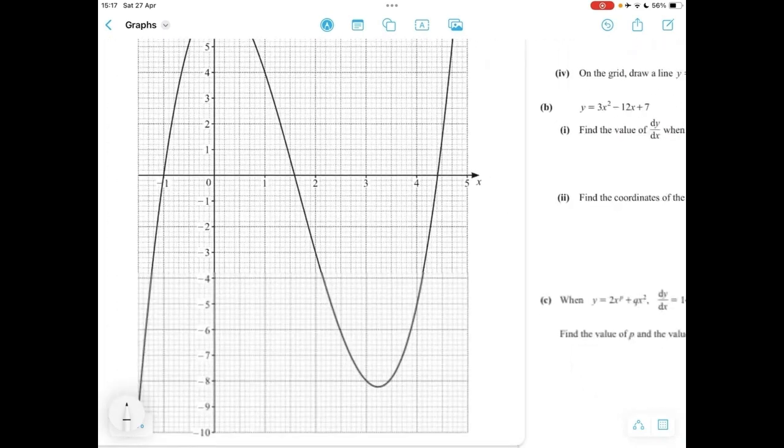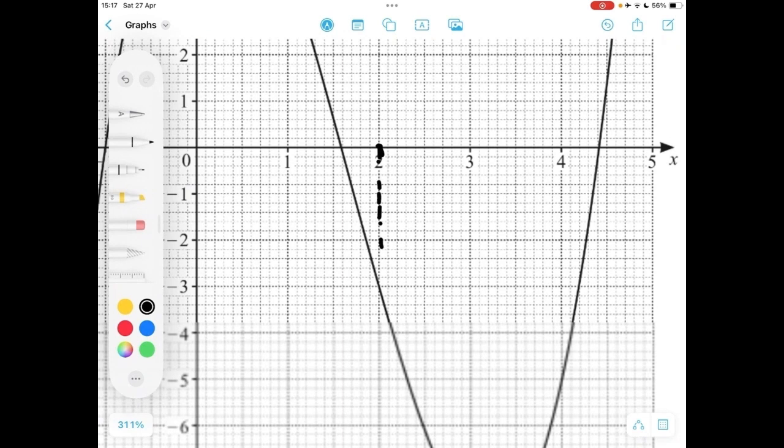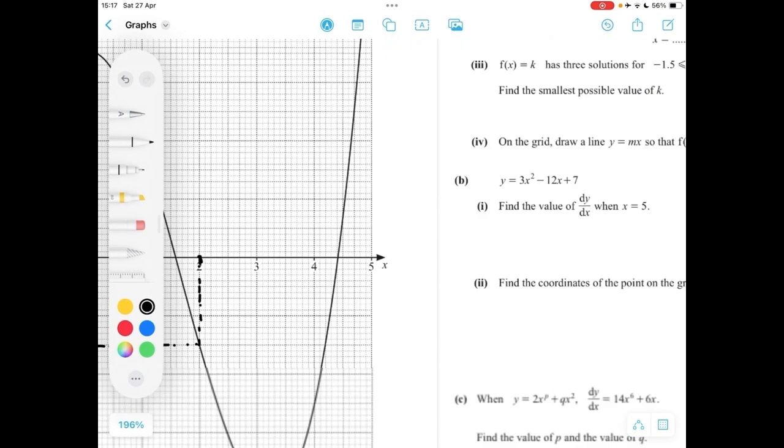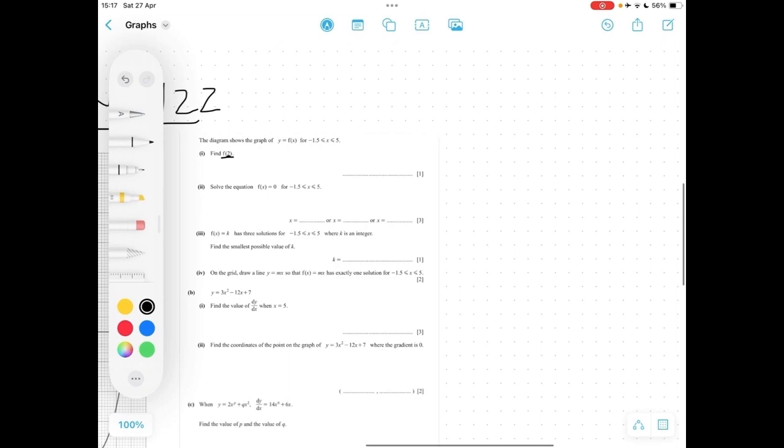So we find the point x equals 2 on the graph, and then we draw a ruled line down, and you can see that when x is 2, y is equal to negative 3. Here, y is equal to negative 3. So the answer is negative 3 for the first one.